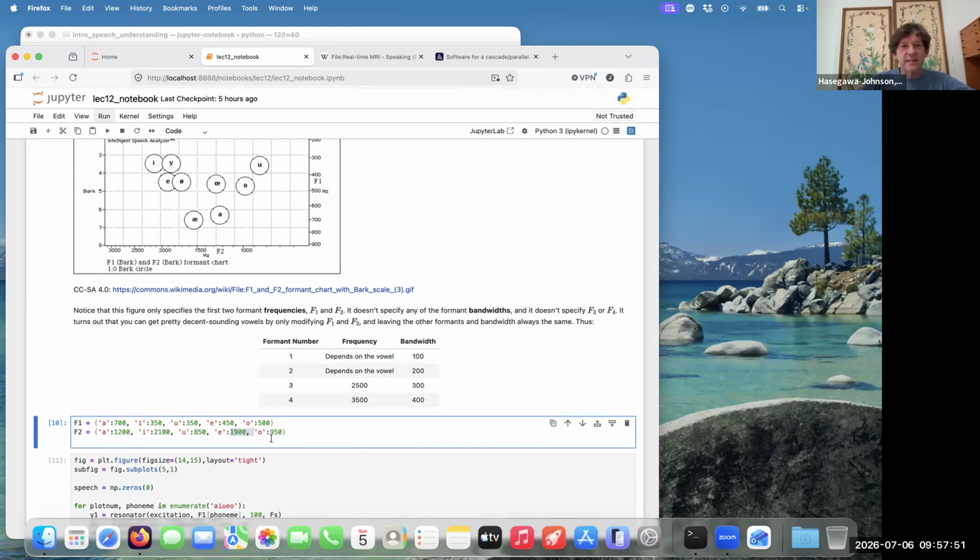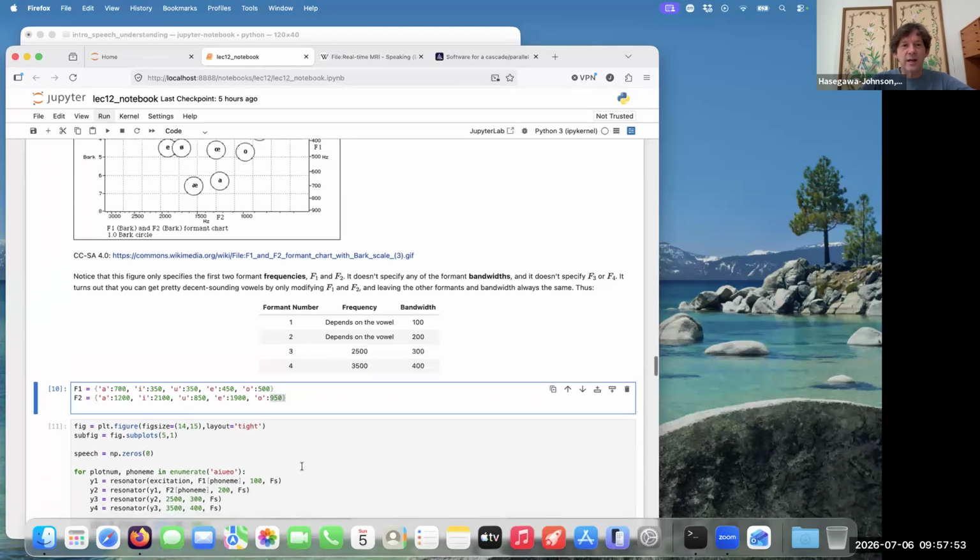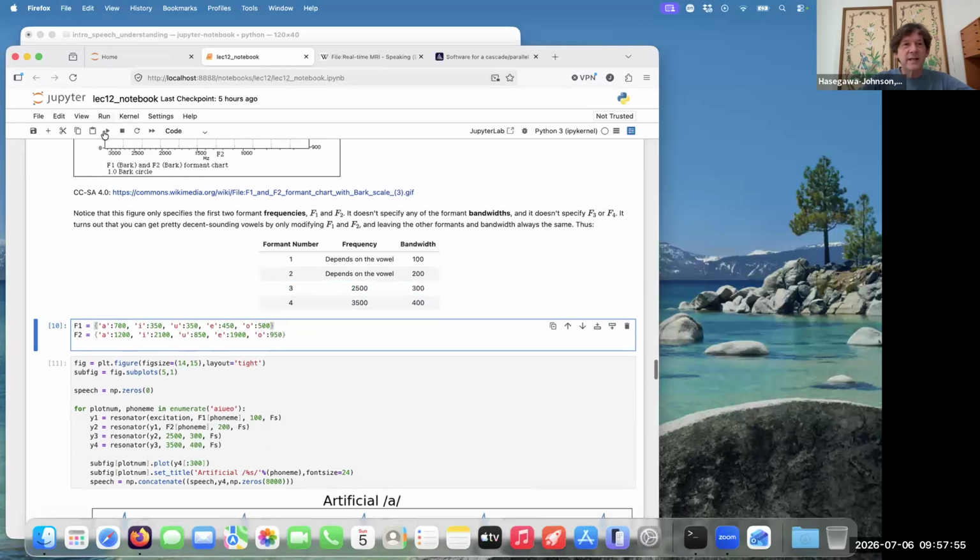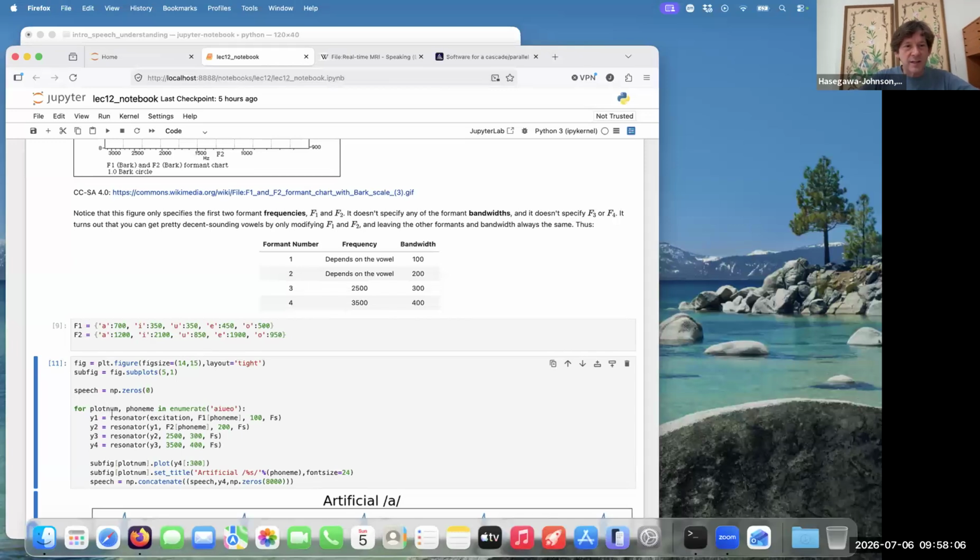A is really high at 1900 and O is really low at 950. So we can take this dictionary mapping from the vowels a, e, u, a, o to the frequencies F1 and F2, and then let's just use the resonator to make them. We'll take 5 different phonemes, a, e, u, a, o. For each of those phonemes, I'll get a plot number. The plot number will be 0, 1, 2, 3, 4, right?